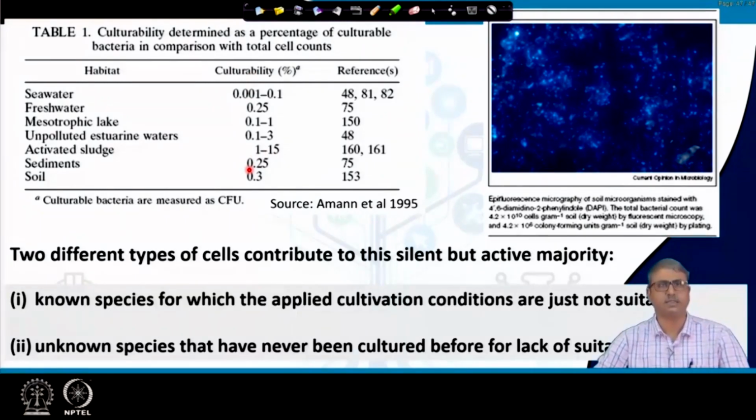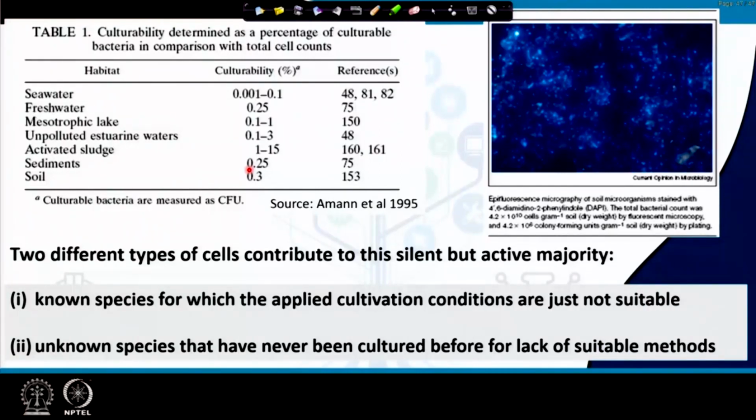So, two different types of cells are found to contribute to these silent but active organisms, because 1 out of 100 is able to grow as a viable cell. So, the remaining 99 cells are viable, but they are not growing. The picture on my right side shows the epifluorescent microscopy of a soil microorganism stained with DAPI, and you can see the numerous cells which are present in the sample. Anybody can take a sample from soil or water and stain it with DAPI or similar fluorescent DNA staining dyes, and see under the microscope, and will be able to count how many cells are there. But if you take the same sample and dilute and plate on an agar plate, you won't be getting so many counts. The cultivability will definitely be within this range.